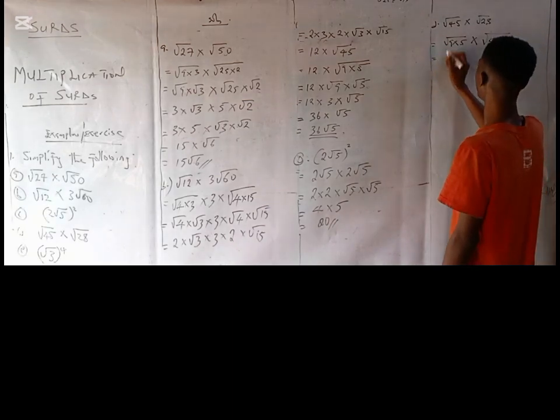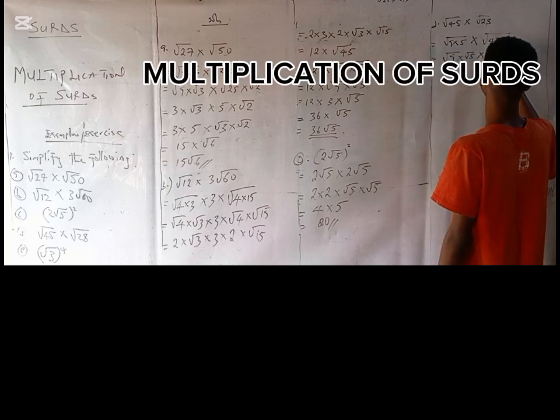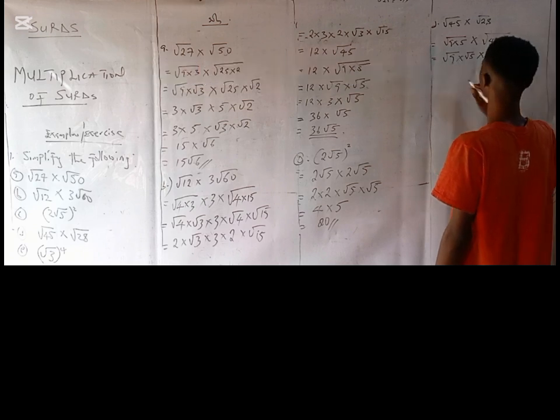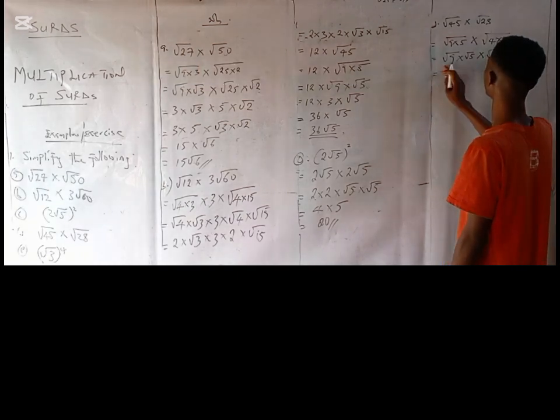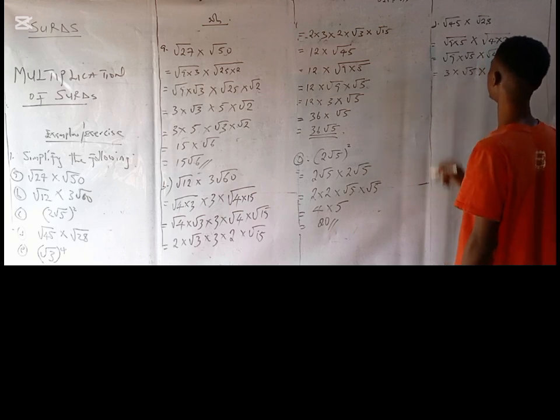So this is equal to root 9, you separate now, times root 5 times root 4 times root 7. Root 9 is 3 times root 5, times root 4 which is 2 times root 7.